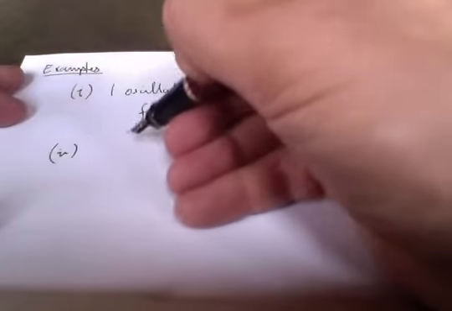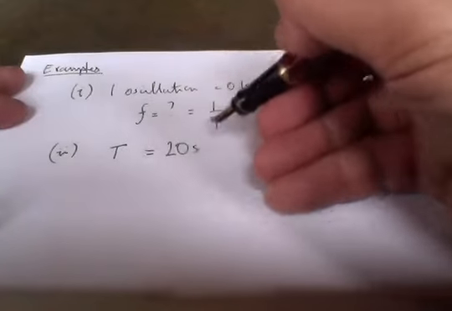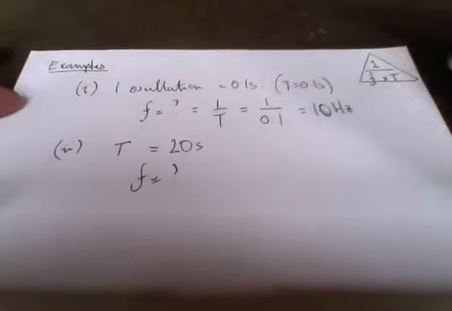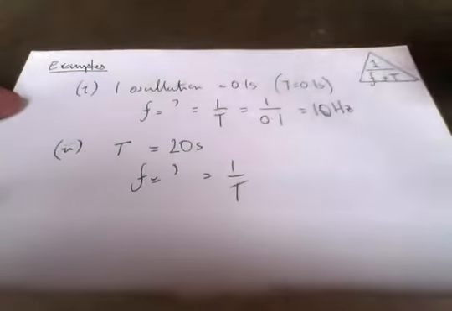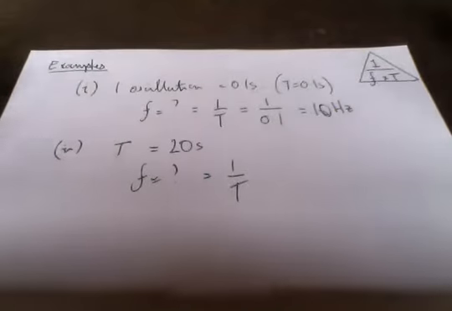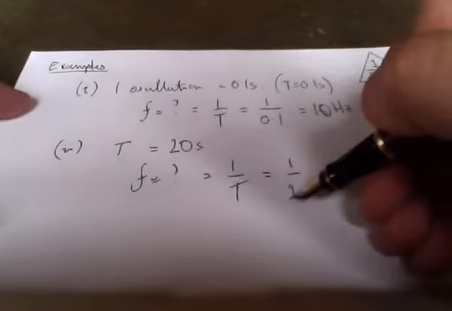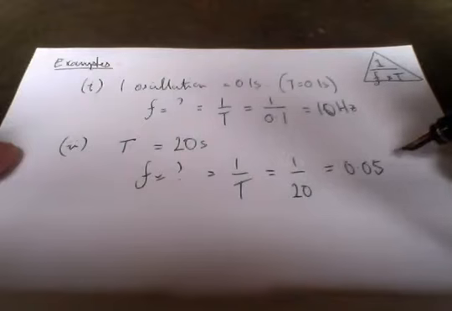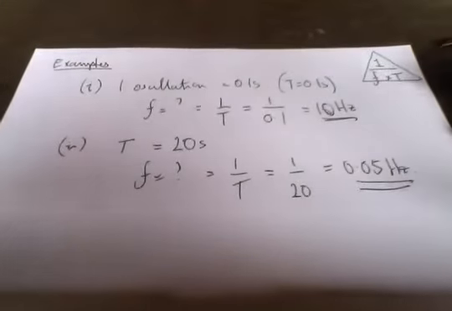Number 2, here's another example. The time period, or the time it takes one oscillation, is 20 seconds. What is the frequency? If you think you know, hit pause. Otherwise, here comes the answer. Okay, we know the equation is, if you cover up frequency, 1 over the time period, so therefore 1 divided by 20 gives us 0.05 Hertz. Plug it into your calculator if you don't believe me. It does work.